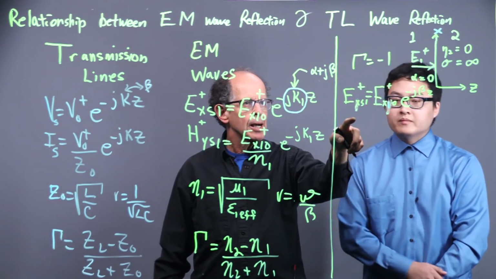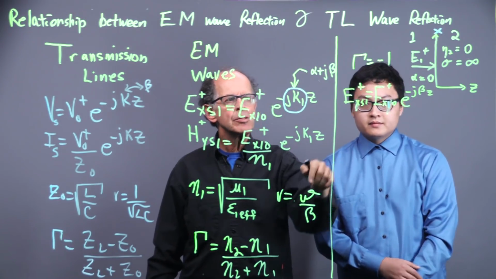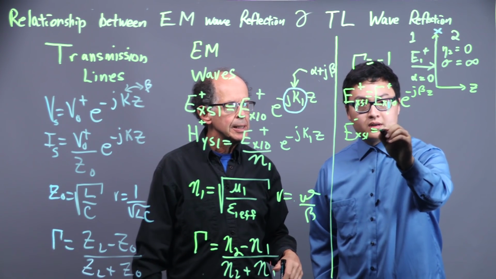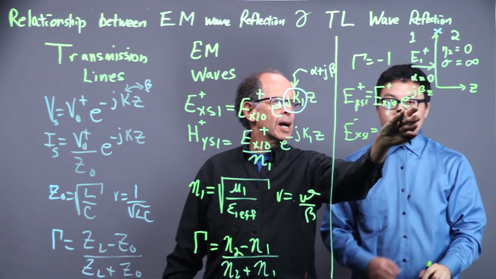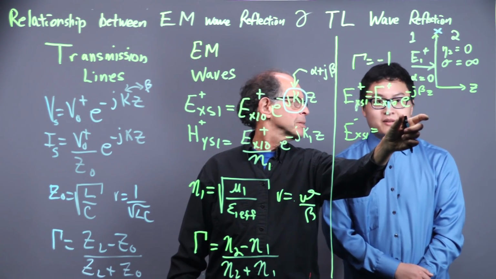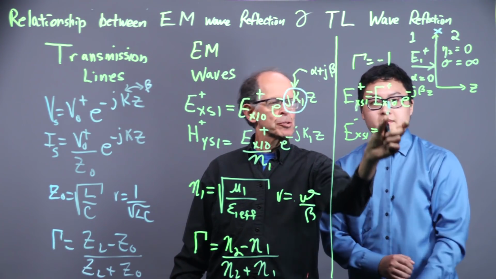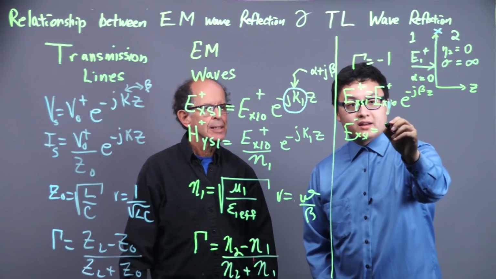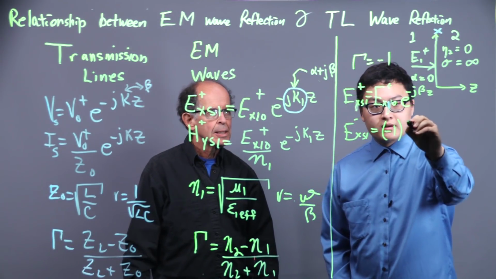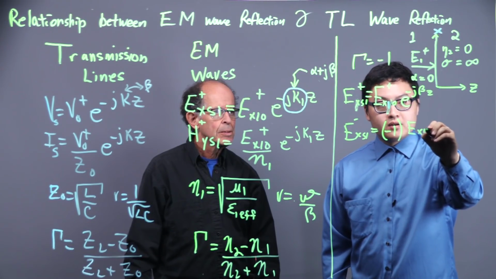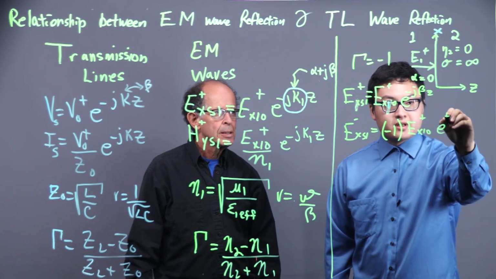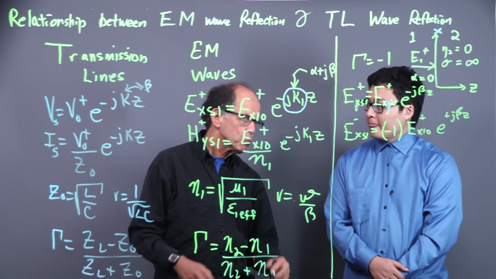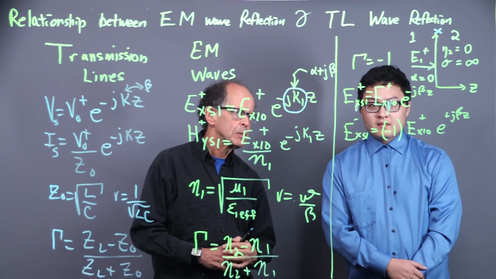And now that's that one. Now E minus, E minus XS1 equals, now slow-mo here. The wave's going backwards. So the positive sign amplitude here changes. So put that in there. Multiply this by gamma, and we get minus 1 of EX10 times e to the plus j beta z. All right, so now we're well on our way. What do we have to do next?